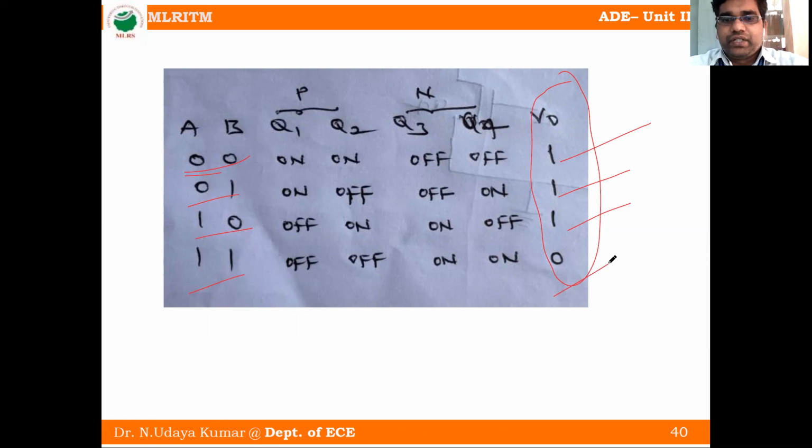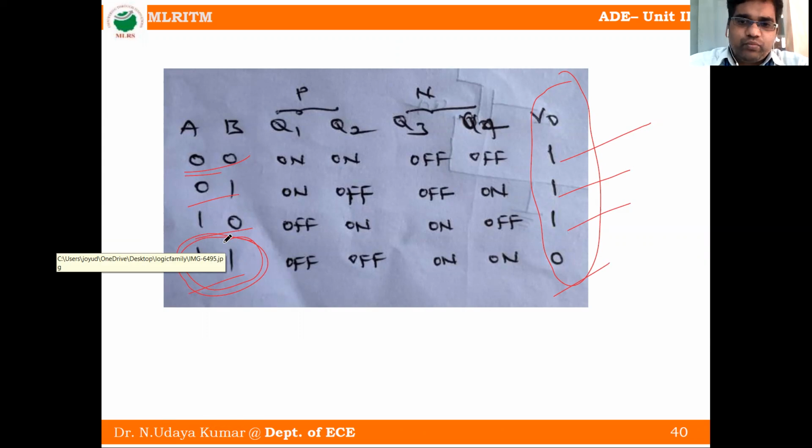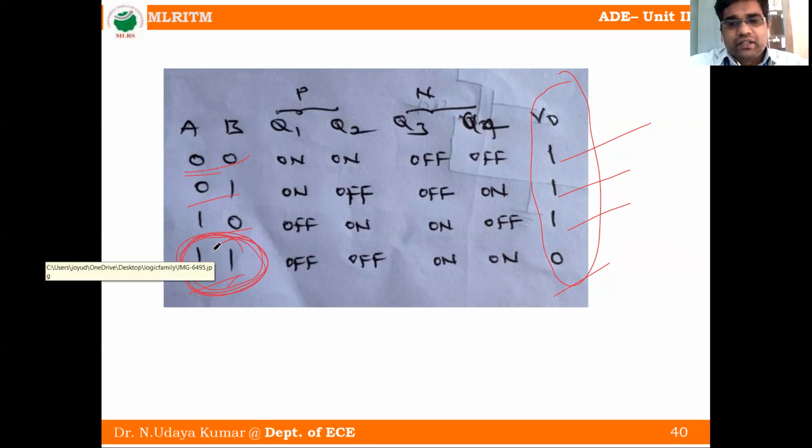NAND gate operation. That means if both inputs are high, then only we will get zero output. If any input is 0, we will get high output. That is the meaning. Okay. If both inputs are 0, we will get high output. If any one of the inputs is 0, we will get high output.